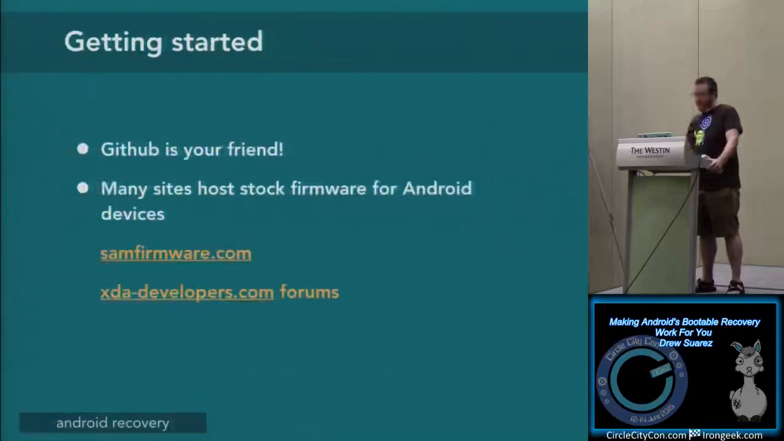So if you want to get started with this stuff, GitHub is definitely your friend. Somebody has probably already done the hard work for you. So if you have a device you want to investigate more, hit up GitHub. Device configs are all over the place. Again, many sites host stock firmware for Android devices. Like SamMobile firmware is a great one to pull down stock Samsung OEM builds. XDA Developers, of course, there's lots of stock builds out there for different devices you have. You can pull those down there.